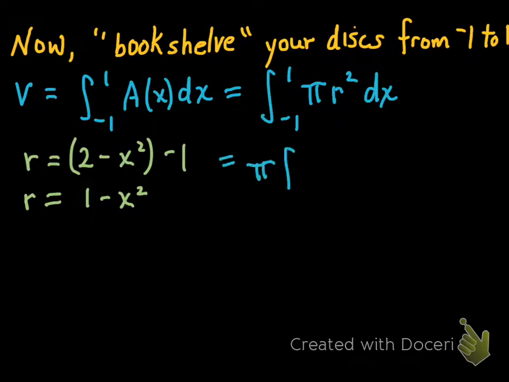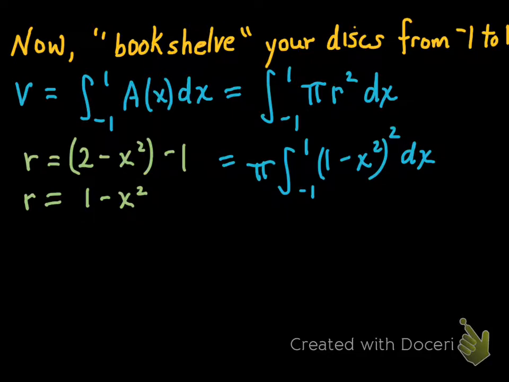I'll factor out the pi, keep my limits of integration from negative 1 to 1, and we're going to use the radius, 1 minus x squared, and we have to square that. Be careful. Some students put in just the r and forget to square it. So thinking in terms of integration, my challenge is to integrate this.